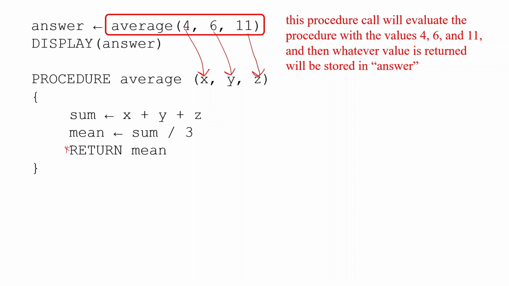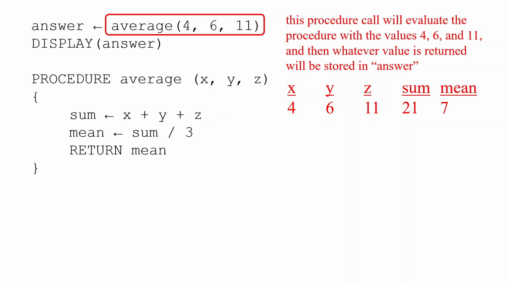So let's go through. So average, I do the function call first. X is 4, Y is 6, Z is 11. It says I'm going to take the sum of those three, which is 21. And then I store that in the variable sum. And then I take sum divided by 3 and store that in mean. So 21 divided by 3 is 7. And then it says I return mean. Okay. So it's a return the value, right? So I return the value of 7.